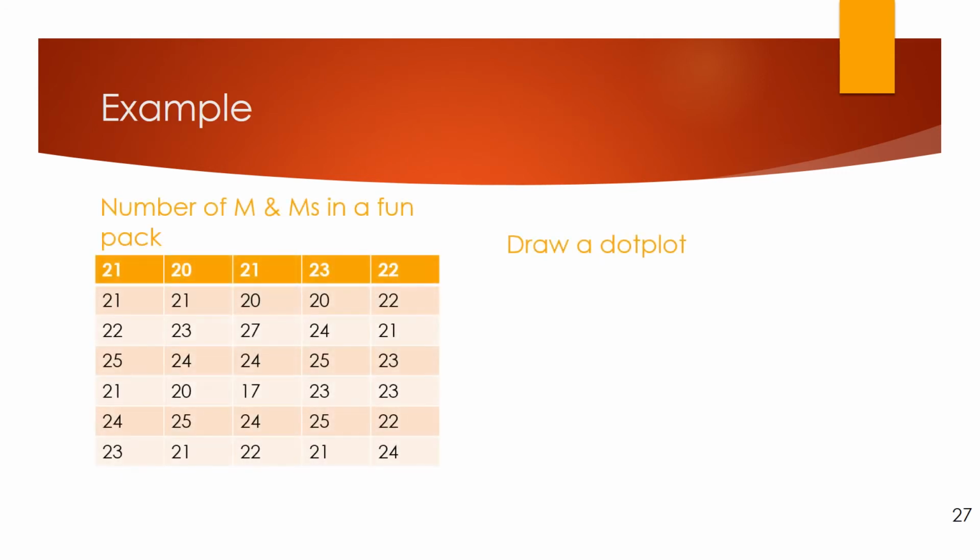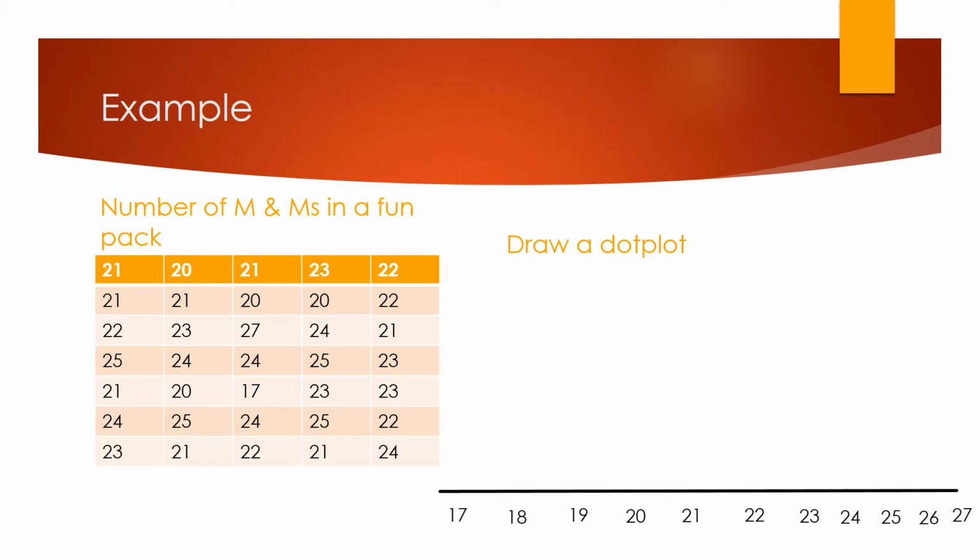Let's take a look at an example of how to do a dot plot. In the chart, you'll find the number of M&Ms in a fun pack. With this information, draw a dot plot. Pause the video at this point to give yourself a chance to try it on your own. So I set up a horizontal axis with all of my possibilities on the bottom. I have 17. Typically what I'll try and do is cross it out. And I have 1 dot.